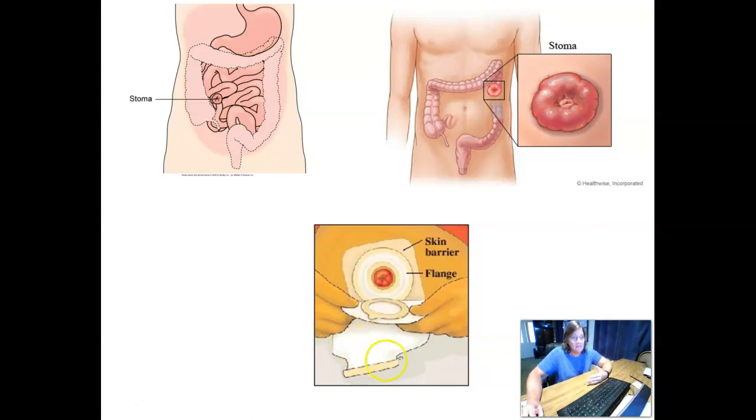Now, if these bags fill up with gas, if the person has a lot of gas and the bag is filling up, please don't poke a hole in it. You can just open it. You can break the seal on the flange, or open up the clamp on the bottom, just let the air out, and then clamp it back up.